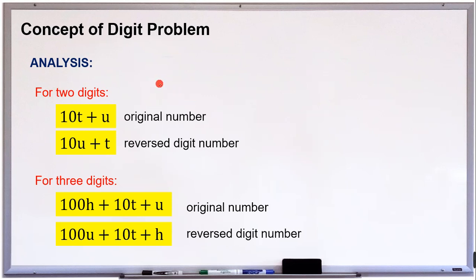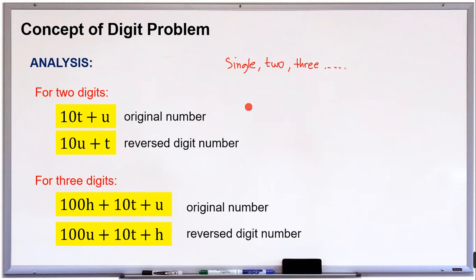But before the analysis, please do note that a number can either be a single digit, a two digit, or three digit, and so on and so forth. But for our analysis in this video, we're going to focus on the two digit and three digit numbers. So let's start with the two digit numbers.